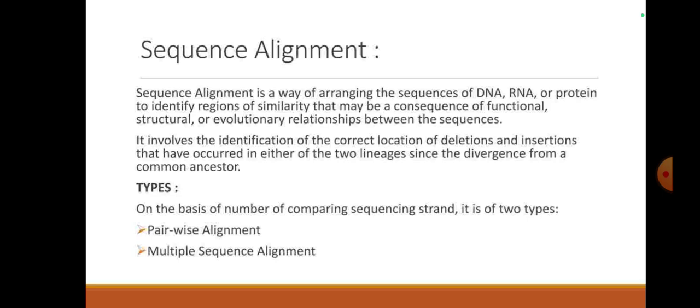Let's see sequence alignment. Usually it is of two types. One is pairwise alignment, another one is multiple sequence alignment. Pairwise alignment means you are comparing two sequences. Multiple sequence alignment means you are comparing more than two sequences.